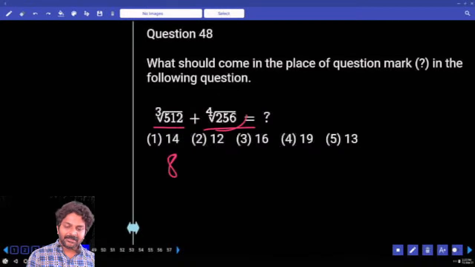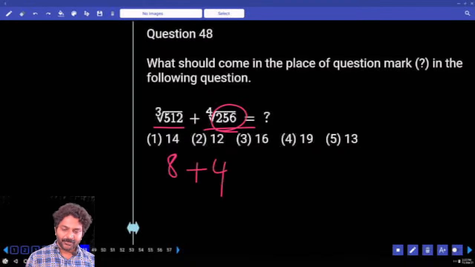This is 14 square. 14 can be written as 4 square to the power of 2, 4 power 4. Fourth root and power 4 get cancelled. What is left? 4.